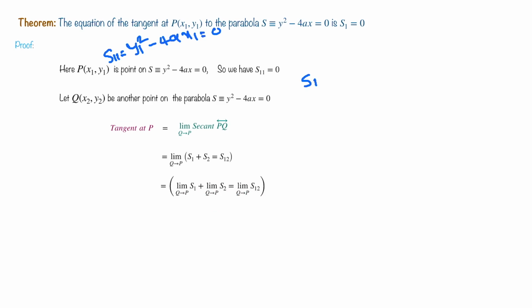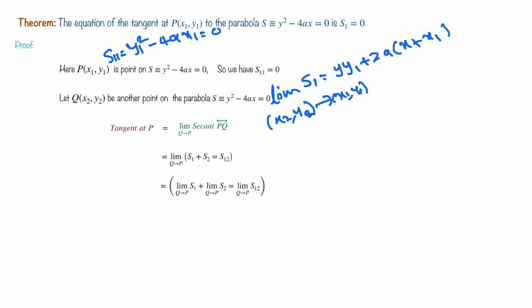First of all, what is S1? S1 is y1 y plus 2a times (x plus x1). If you let Q tend to P, that means (x2, y2) tends to (x1, y1). What happened to this expression? This expression is independent of x2, y2, so nothing happened, it will be as it is. So the limit of S1 as Q tends to P is S1.